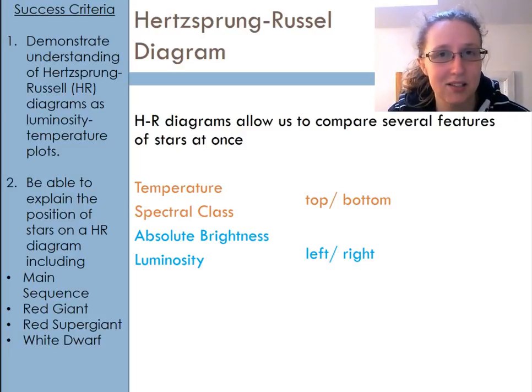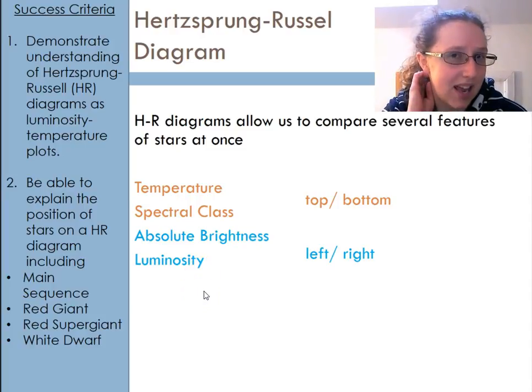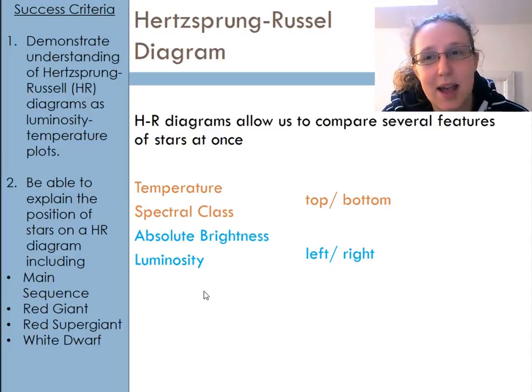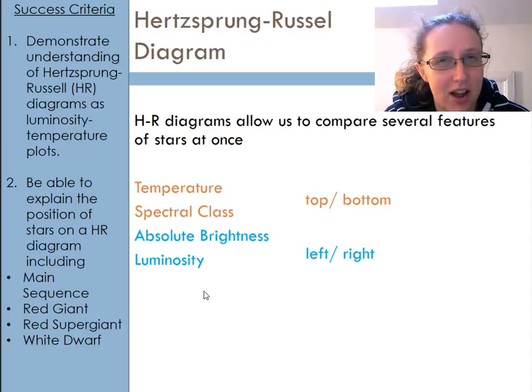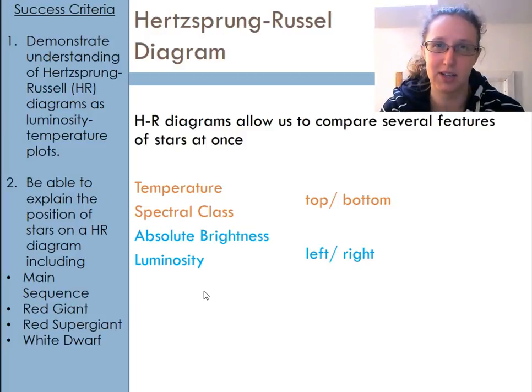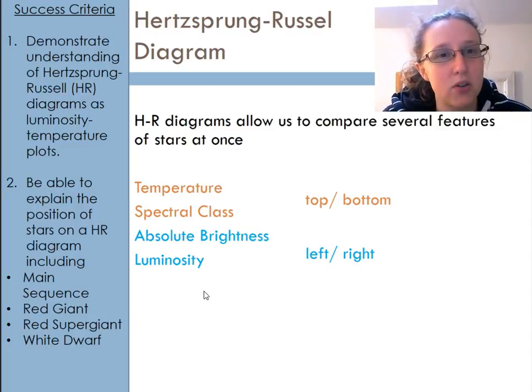So when we class stars together, it's often based on their temperature, and the spectral classes are therefore very closely related to temperatures. So I can have two different scales that mean very similar things on the top and the bottom. And the absolute brightness and the luminosity tell us about basically how much energy a star is giving off. The luminosity is how much energy it gives off per unit time, and the absolute brightness is how bright it appears to be. And obviously those two things are very closely related, so we can put them on the left and the right.